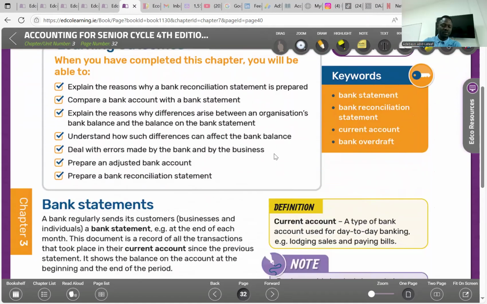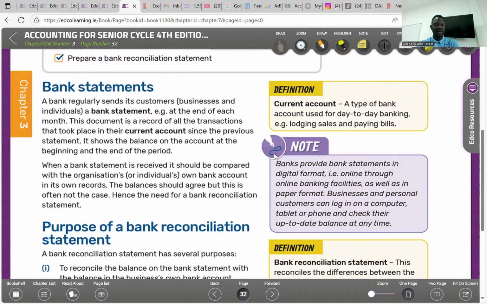So let's go further down. Bank statements. A bank regularly sends its customers, that's businesses and individuals, a bank statement, for example at the end of each month. This document is a record of all transactions that took place in their current account since the previous statement. It shows the balance on the account at the beginning and at the end of the period.